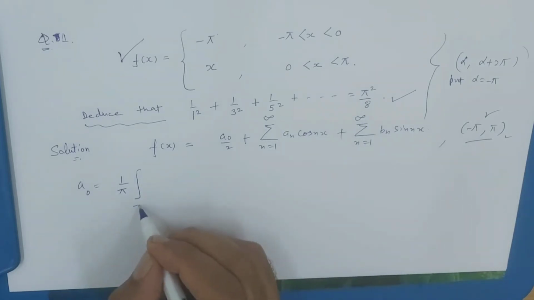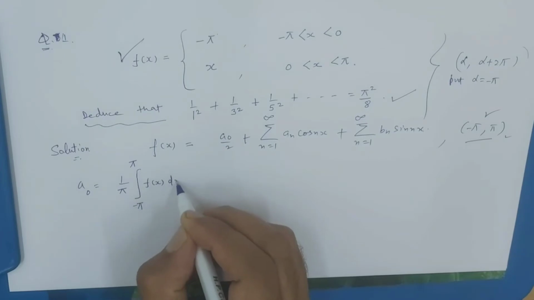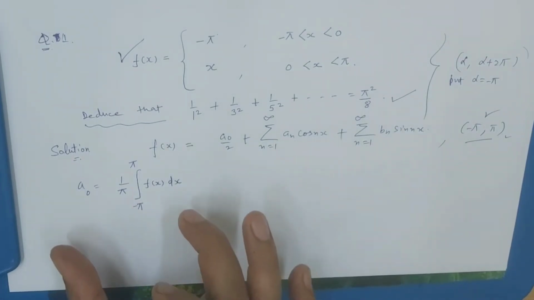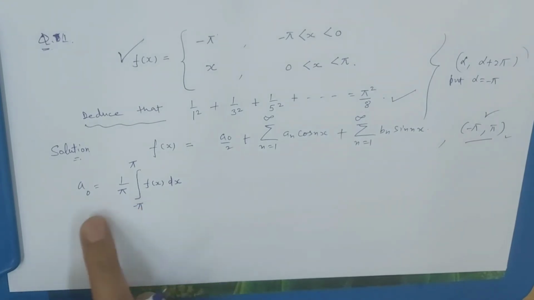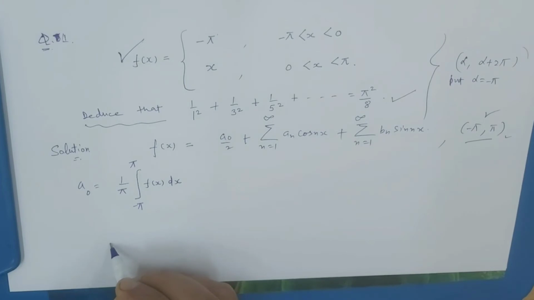Integration here is minus pi to plus pi f of x dx. These are the Fourier coefficients. This is the first Fourier coefficient a0, that is equal to this, and this can be written as 1/pi.